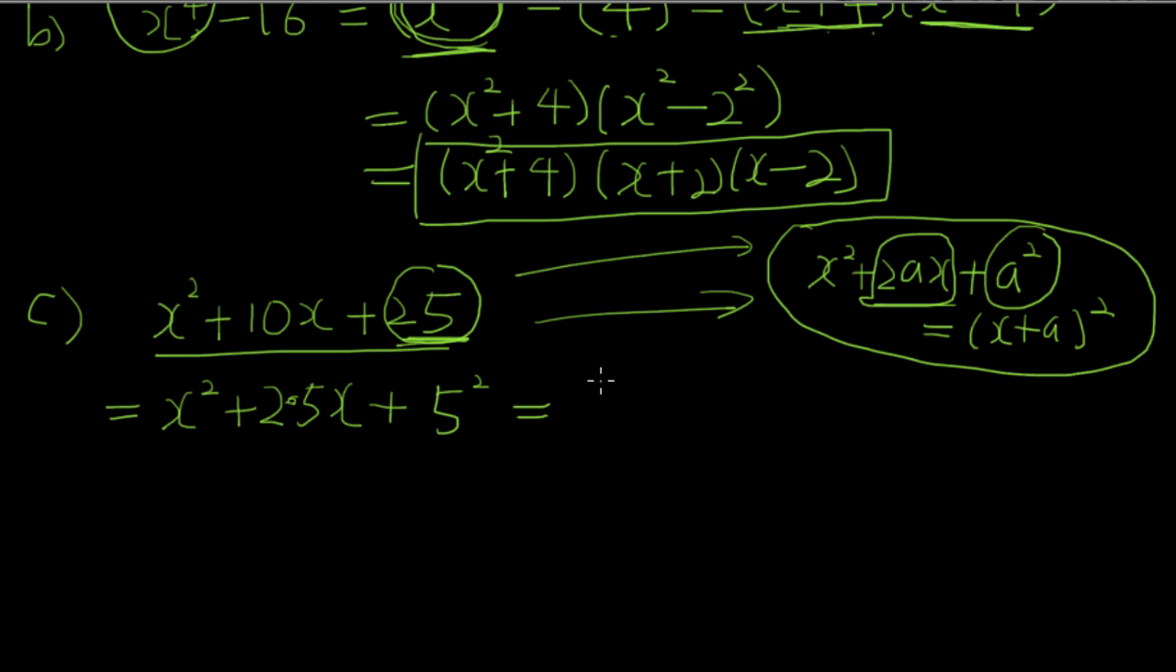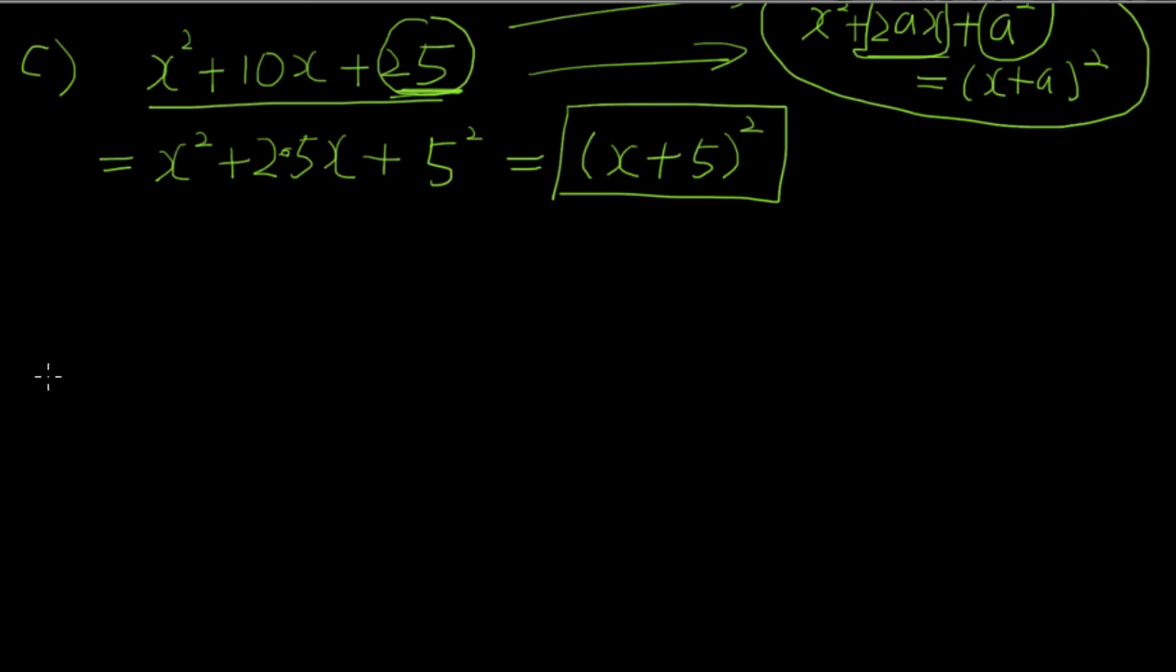So what should be the answer? Well, the answer should be (x plus, what's our a? 5) squared, right? That should be our answer. Okay. And of course, it's not that natural to see this right away. We do need to do a lot of practice in order to fully appreciate this formula and this type of question. Right? All right.